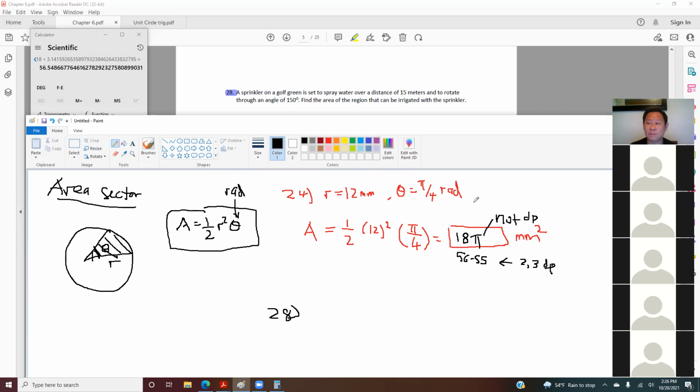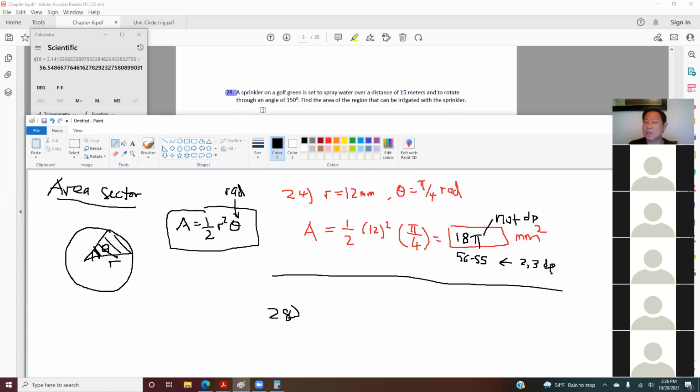If they didn't ask for any decimal places, it means the answer is in terms of pi. Otherwise, you have to use pi in your calculator to figure out the 2 or 3 decimal places. Okay, questions?